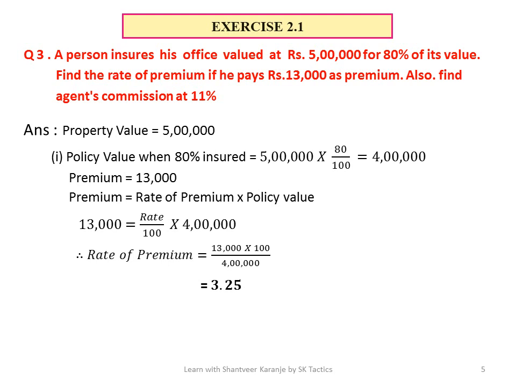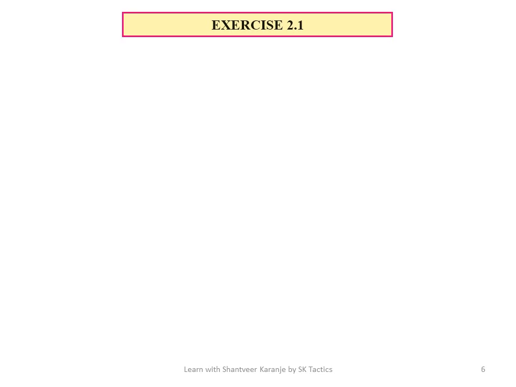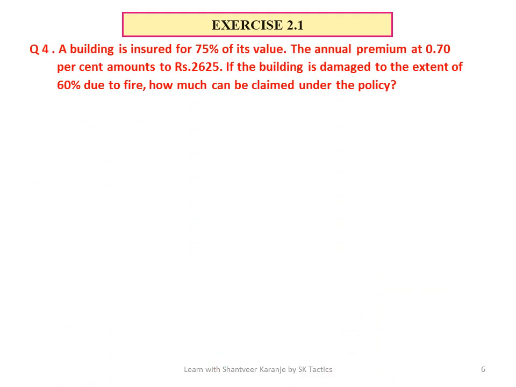Now the second portion of this question is agent's commission on premium. Premium is 13,000 and agent's commission is 11%. So we can directly calculate agent's commission at 11% on 13,000, meaning premium 13,000 into 11 by 100 is 1,430 rupees. Fine. We go to the next question. Next question is the fourth question.